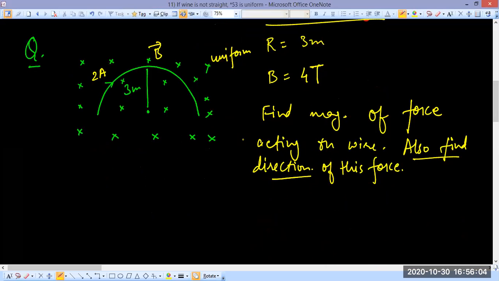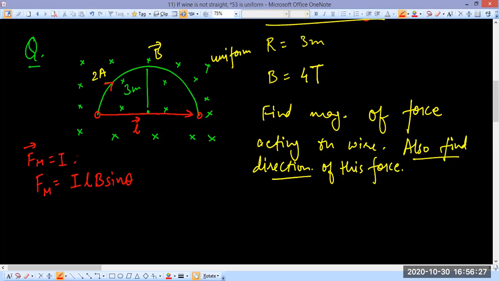Okay, have a look. First of all, like I said, we have to draw the shortest length from here to here, because the current goes like this. So this is the shortest length drawn, call it L vector. Now the magnitude first: F_m is equal to ILB sin θ, because the direct vector form is I L vector cross B vector. What do we take L as? Shortest length. Clear so far? I is 2 ampere. The magnitude of this length is 6. Clear?